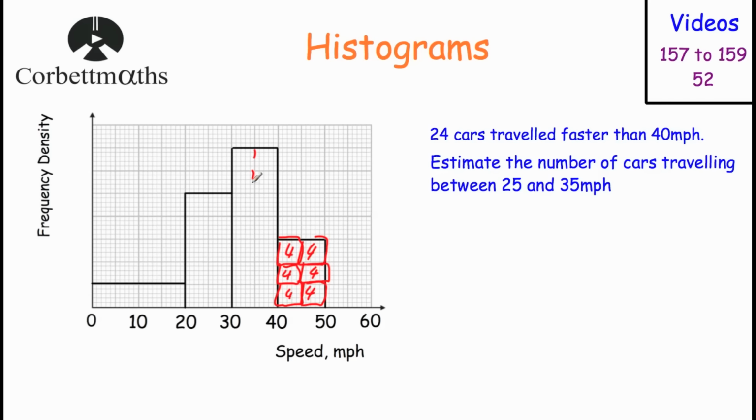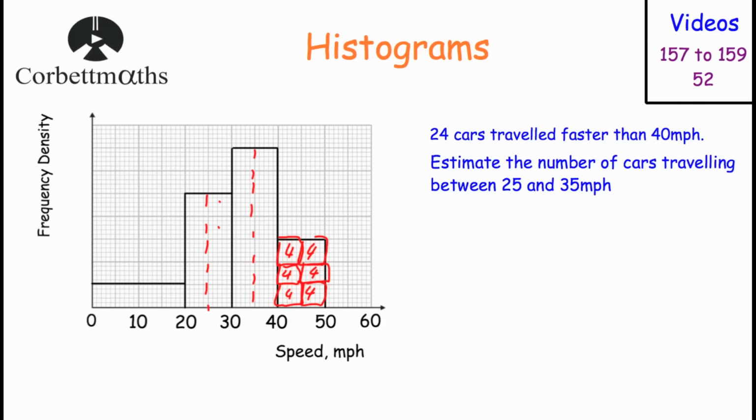So if you wanted to find an estimate for how many cars were traveling between 25 and 35, we can consider how many of those squares are in that region. So as you can see, there's 1, 2, 3, 4, 5, 6, 7, 8, 9, 10, 11, 12. So you could do 12 times 4 is equal to 48. And that's the same estimate again.